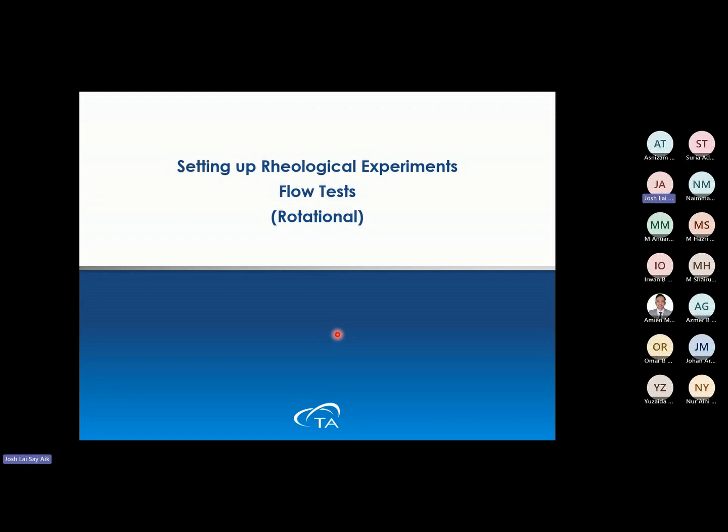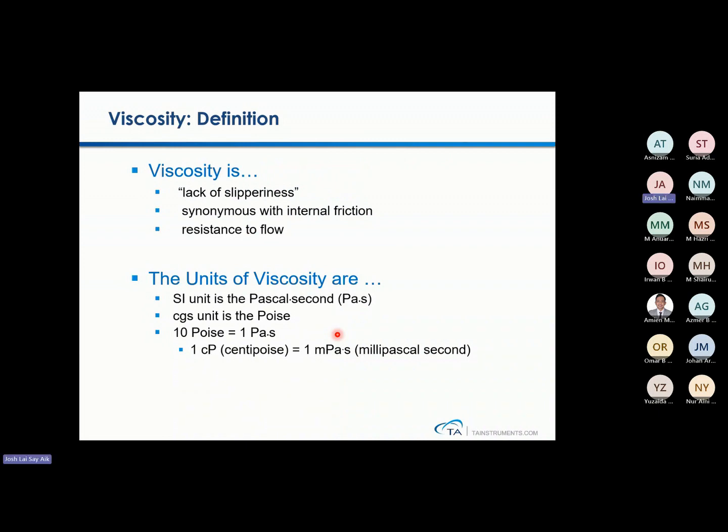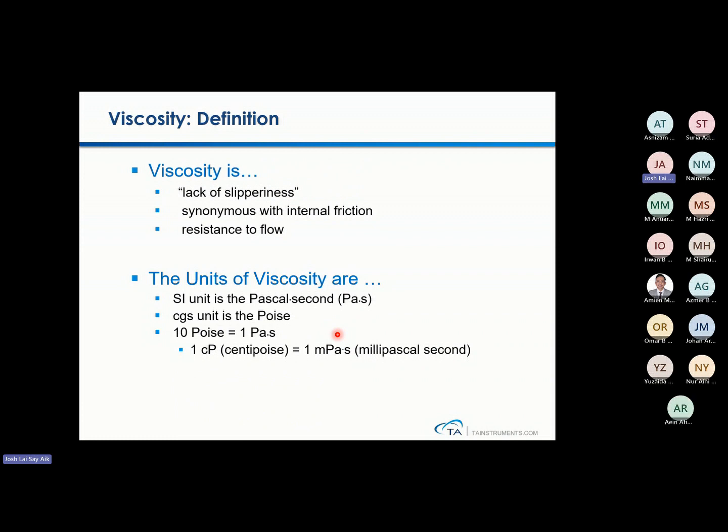If no question, then I will continue with the flow test, and I'm going to introduce what a flow test can do with the parameters. When you go for a flow test, very directly, the sample parameter that you will get in your result is viscosity. So what's viscosity? Viscosity is typically a lack of slipperiness, and it also reflects the internal friction that happens in your samples. A more professional term is resistance to flow.